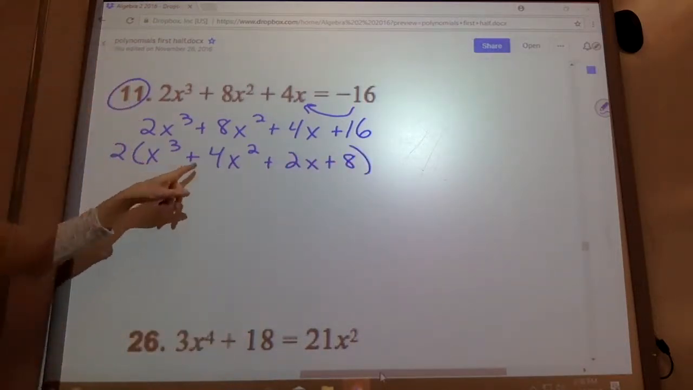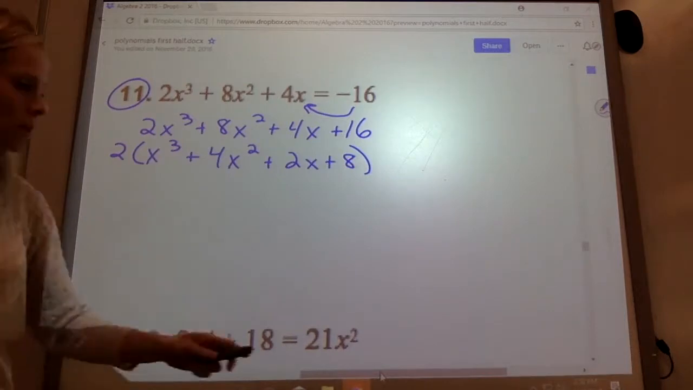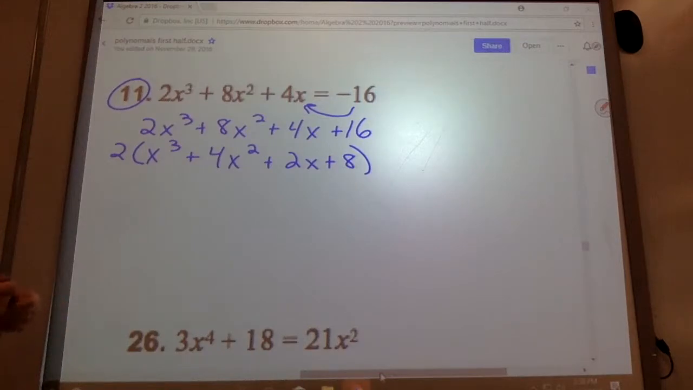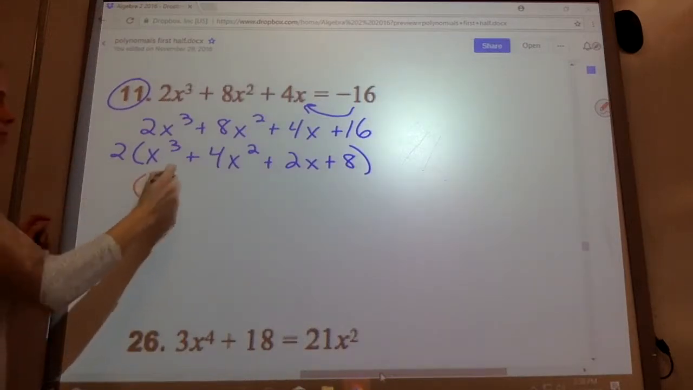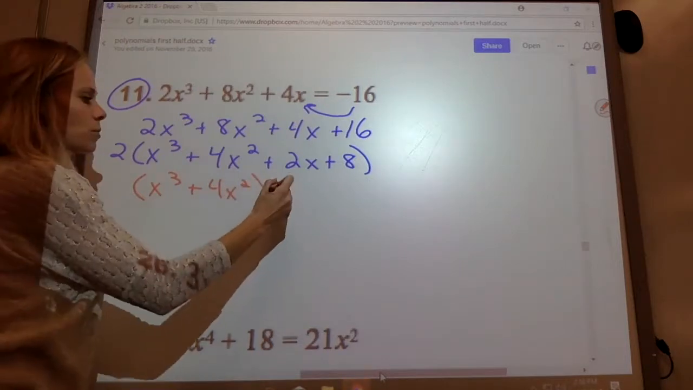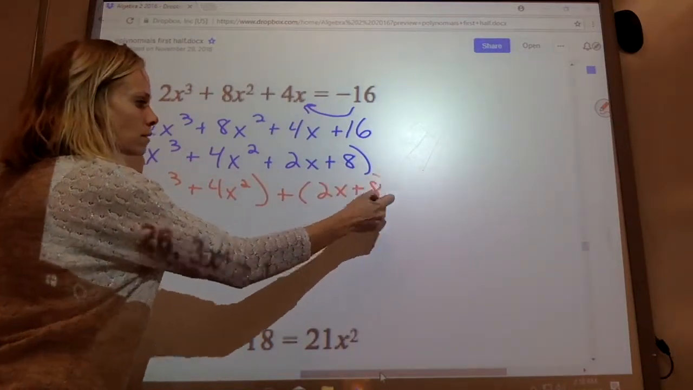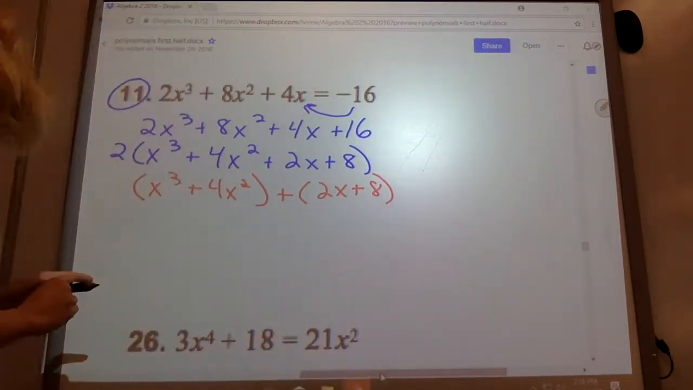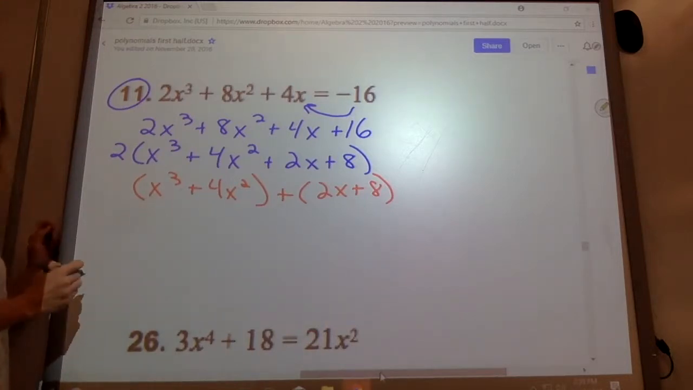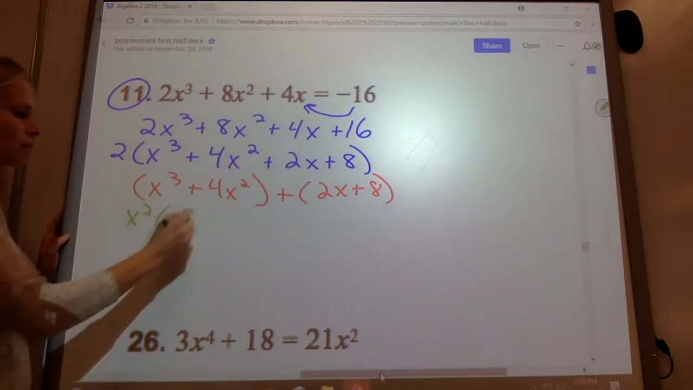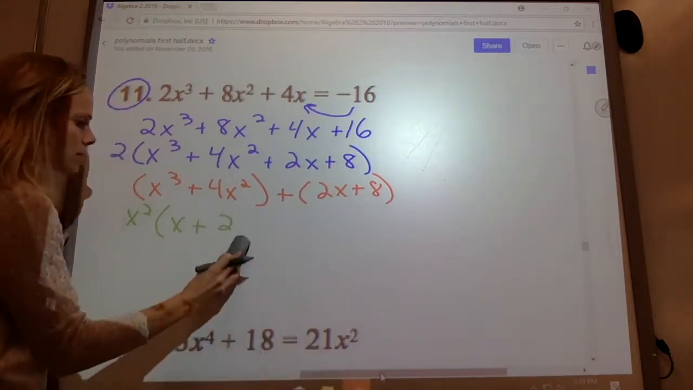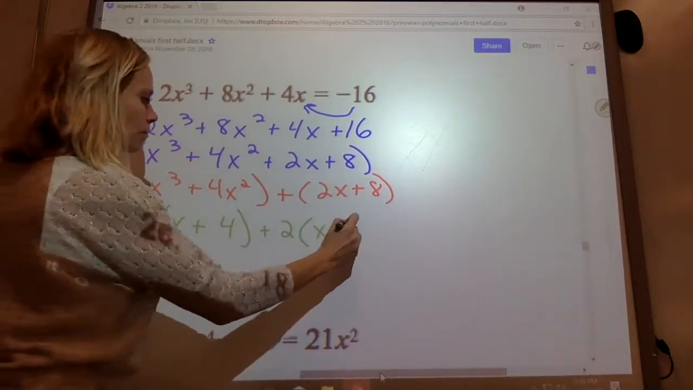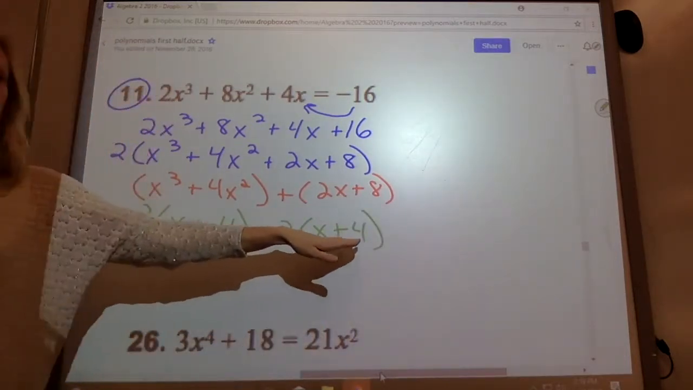Okay. Now, 4 terms. It's in standard form. So what's my first step in factor by grouping? Group the first 2 terms together. Group the second 2 terms together. What's the second step? Factor each group. What can I take out of x cubed and 4x squared? X squared. Very good. Whoops, 4. What can I take out of 2x and 8? 2. And hopefully I created a common binomial, right?